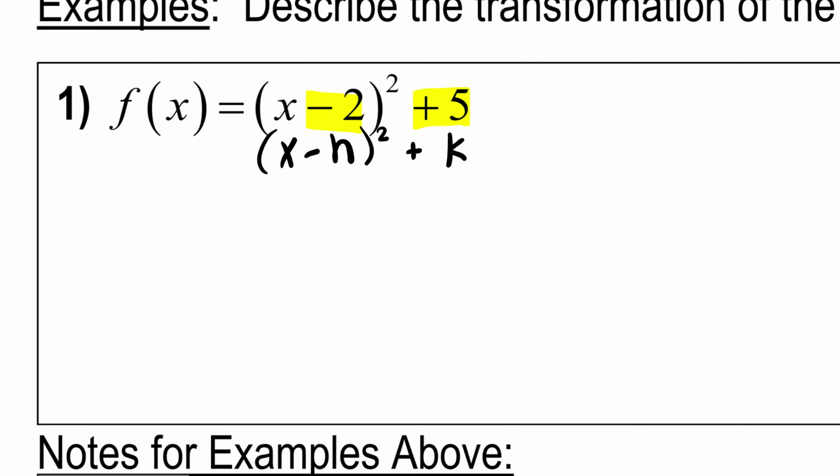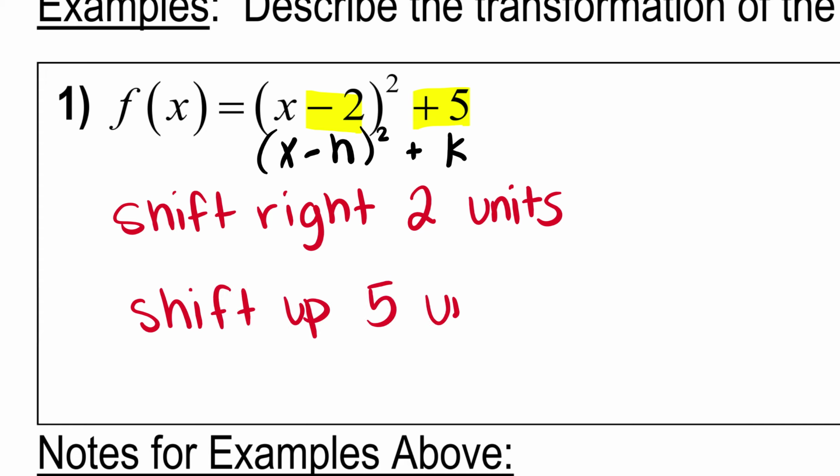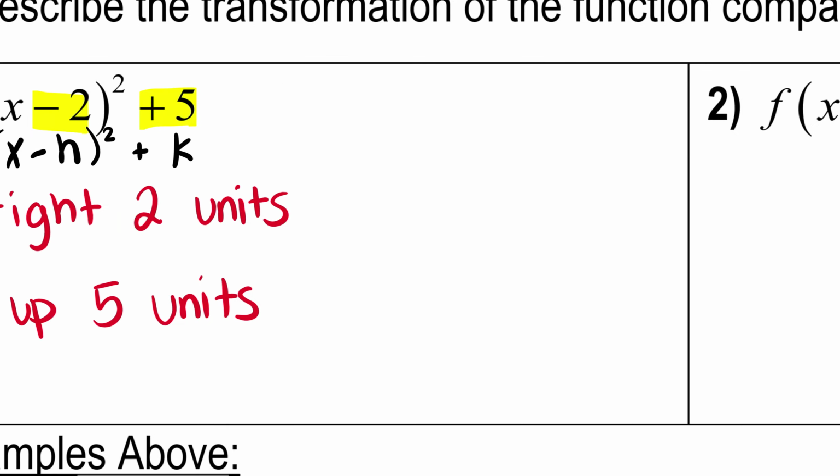Alright, so going back up here, if I have minus 2 or minus h, that is going to be shift right 2, because now we have a number. And if you want to use units, you can, 2 units. And then the k, plus k or plus 5 is shift up 5 units. And those are the only 2. That's it. Pretty easy.